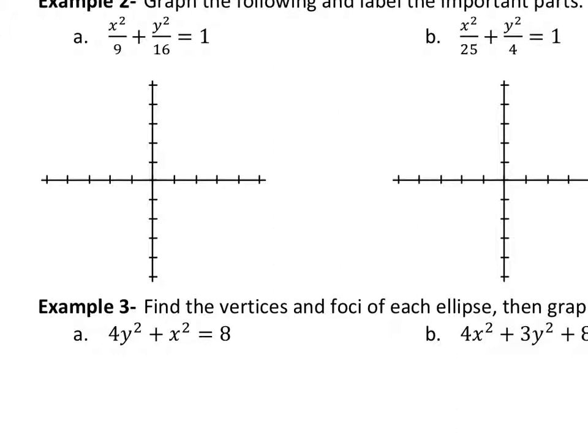Okay, so let's graph this and then label our important parts. This means we want our vertices and our foci, basically. All right, so center. Center's where here? (0, 0). Good. It's at the origin. Now in the x direction I go 3, right? So b is 3 basically, because that's the smaller number. And in the y direction I go 4.